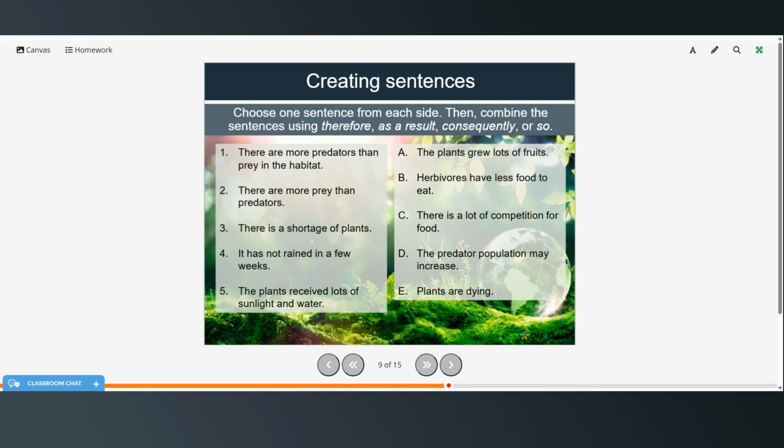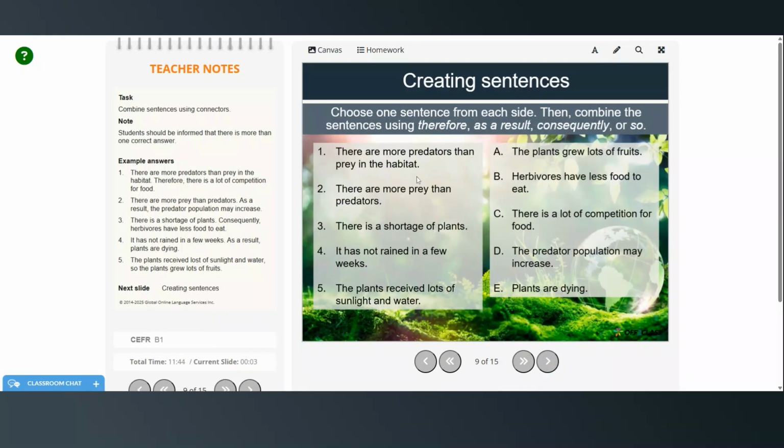All right, so we could say there are more predators than prey in the habitat. Consequently, let's see, no. Yes, consequently, there is a lot of competition for food. There are more prey than predators. Therefore, the predator population may increase. Oh, sorry, I'm going to check these. I'm not sure about that. Let's see. Okay, there are more predators than prey in the habitat, so there's a lot of competition for food. Yes, we had that one right.